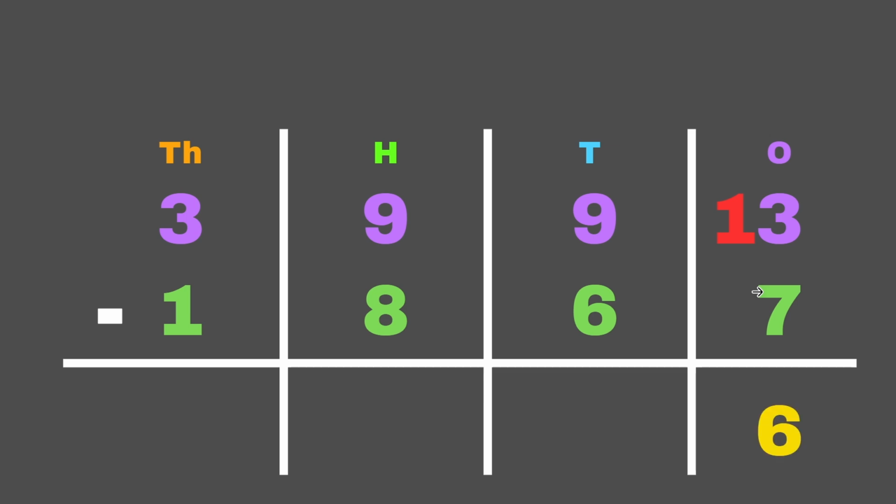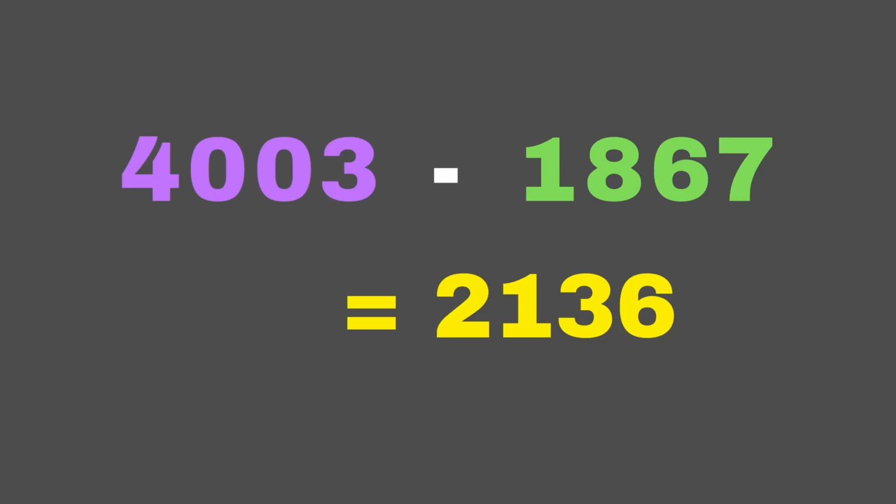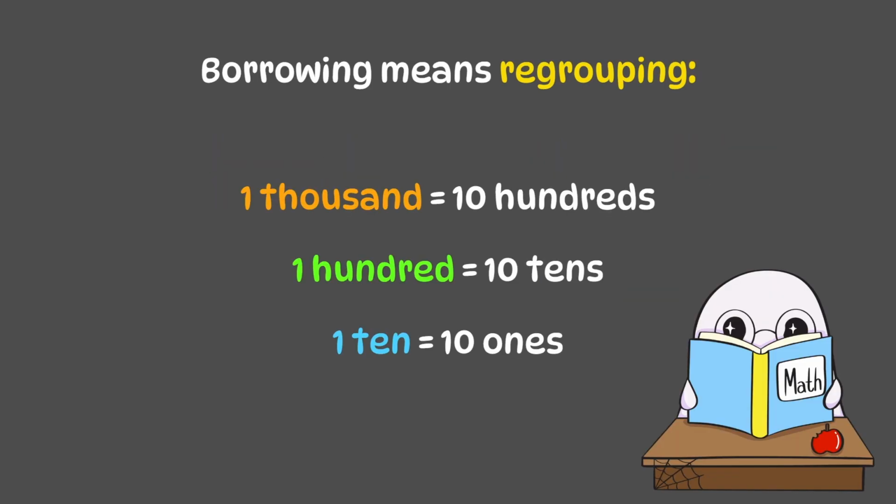13 minus 7 equals 6. 9 minus 6 equals 3, 9 minus 8 is 1 and 3 minus 1 equals 2. So, the final answer is 2136. Let us remember the most important idea here.